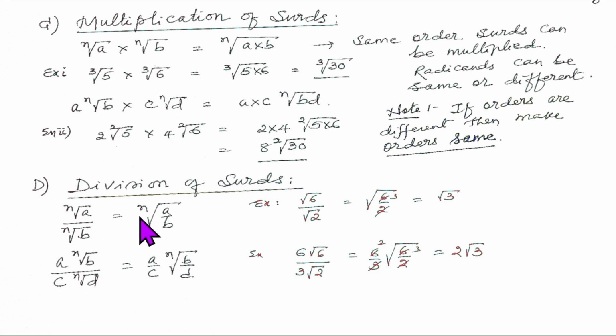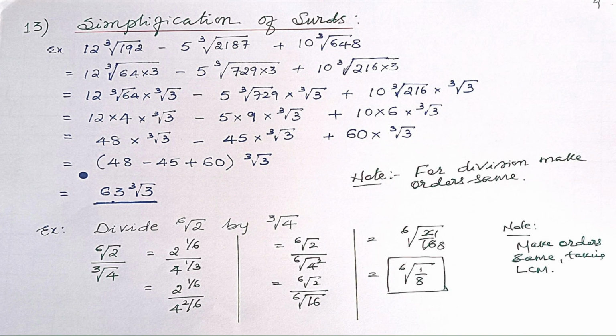So nth root of a divided by nth root of b is equal to nth root of a by b. For example, root 6 divided by root 2 is equal to root of 6 by 2, and that is root 3. And a nth root of b divided by c nth root of d is equal to a by c times nth root of b by d. For example, 6 root 6 divided by 3 times square root of 2 will be 6 by 3 into square root of 6 by 2, and that is 2 root 3. So that is how we go for division of surds.